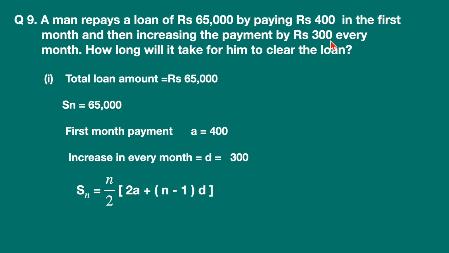A man repays a loan of 65,000 by paying rupees 400 in the first month and then increasing the payment by rupees 300 every month. How long will it take for him to clear the loan? The total amount he is going to pay to clear the loan is 65,000. That is Sn, the total 65,000. First month how much does he pay? 400. And every month the payment is going to increase by 300. That is the common difference.